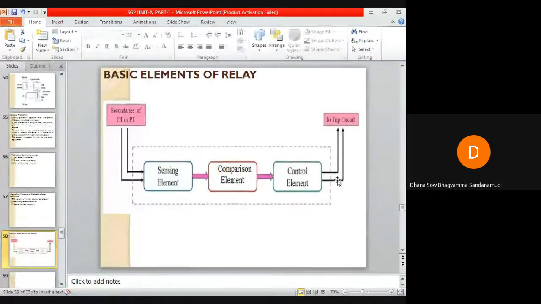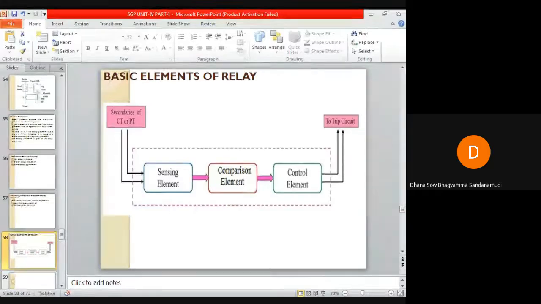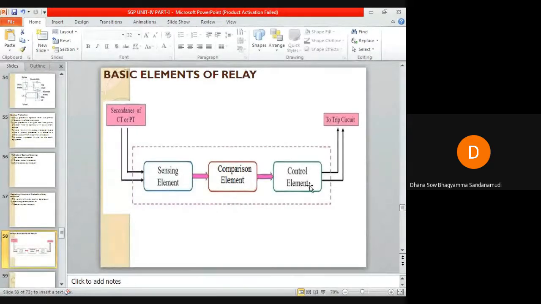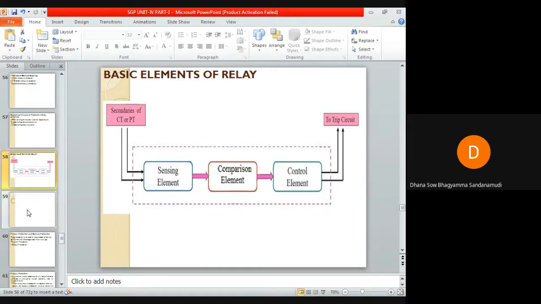In this image, of course, you can see only the trip circuit. Instead of that, I can even write alarm signal. So these are the three basic elements of the relay. The sensing element is used to sense the fault. The comparison element will compare the abnormality of the system with the pre-selected relay setting value. The control element is nothing but a switch which gets closed and completes the circuit, either to trigger the circuit breaker or to make an alarm signal. So these are the basic elements of the relay.